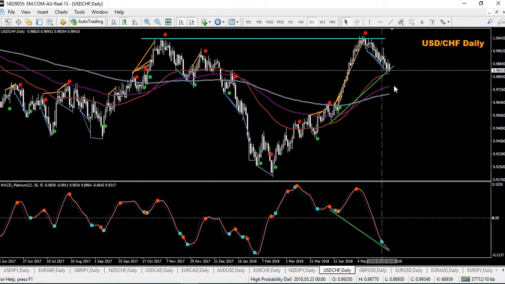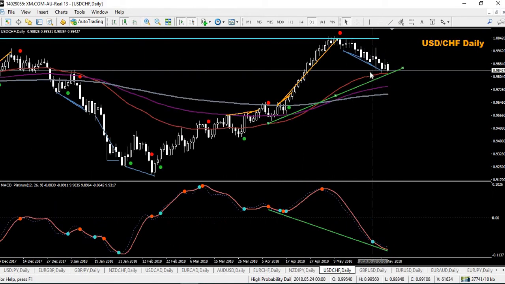USD Swiss franc. Righto. This one I'm waiting. You see my grey vertical line. Got this nice double top up here. It's come back to the MAs. It's struggling a bit, but it's dropping again. I'll just expand it a bit.